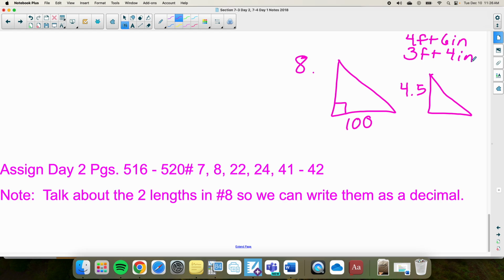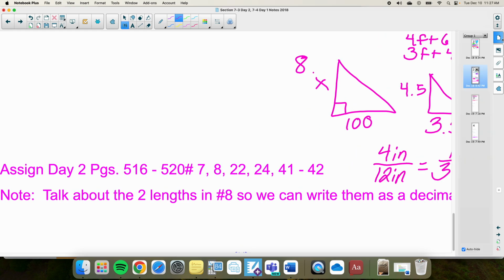4 inches is what fraction of a foot? 4/12, right? Which reduces to 1/3. And what is 1/3 as a decimal? 0.33. So 4 inches over, there's 12 inches in a foot, is 1/3, and 1/3 is 0.33. So that's what it's gonna look like, and you're looking for that for number 8, okay?